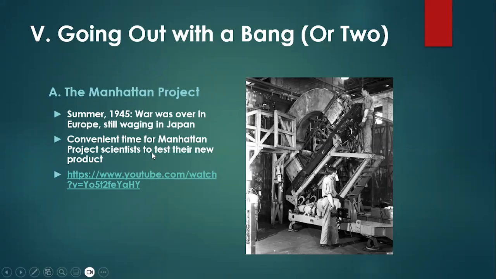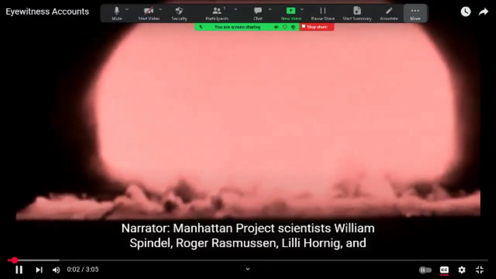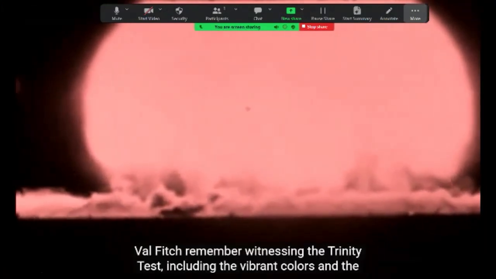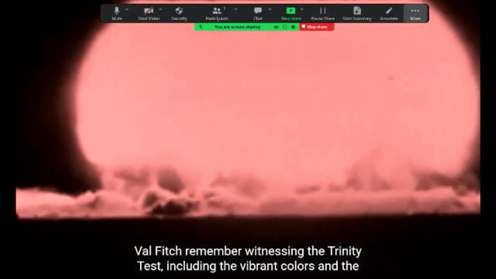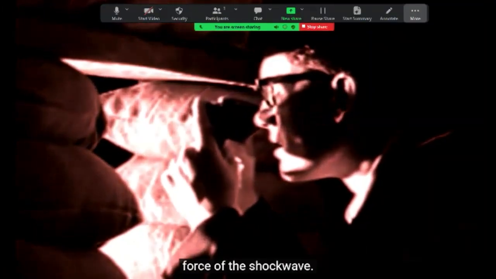All right, let's take a look at how this impacted some of the individuals who were present as this bomb was tested. Manhattan Project scientists William Spindell, Roger Rasmussen, Lily Hornig, and Val Fitch remember witnessing the Trinity test, including the vibrant colors and the force of the shock wave.